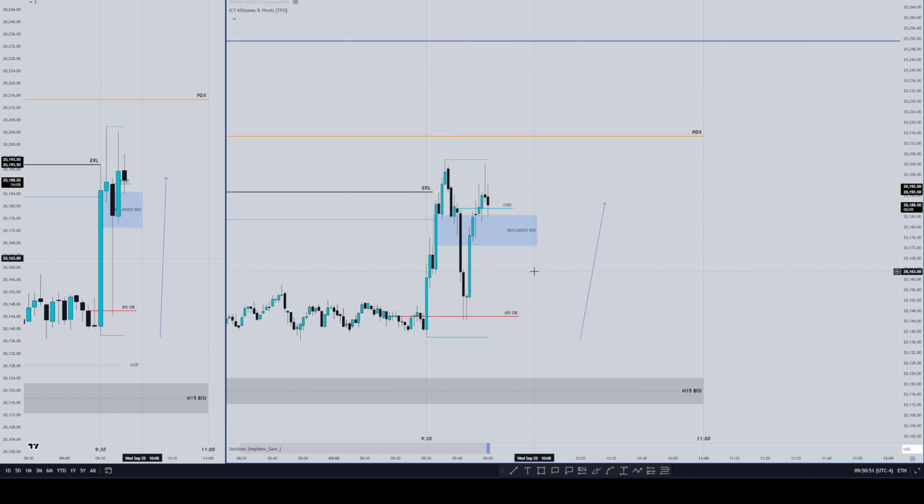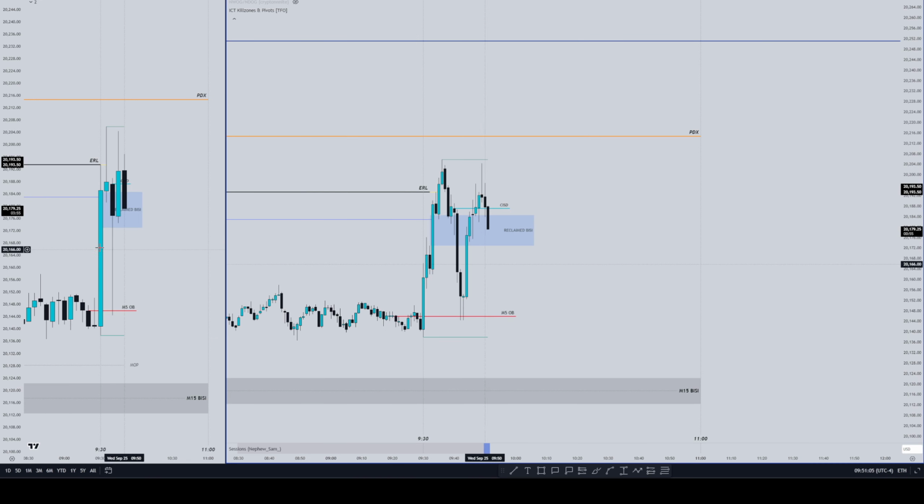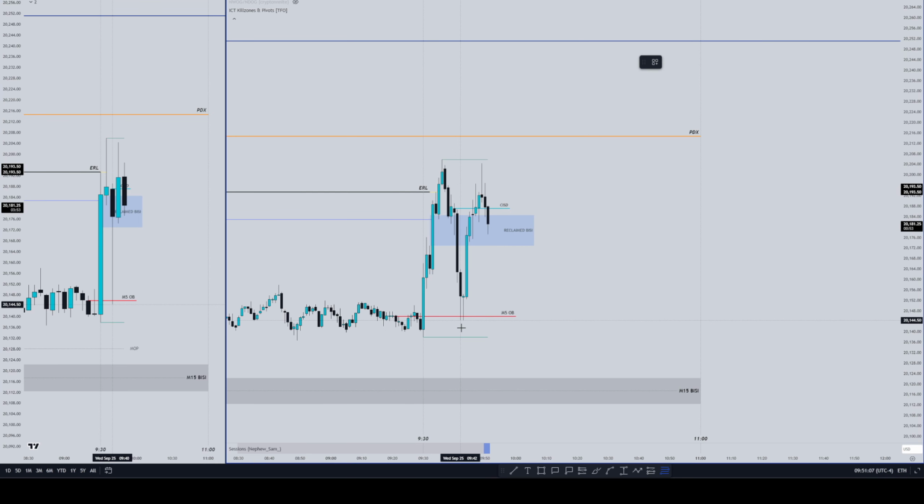So 9:50 macro here. We do have, I guess, SMT with YM. It's not the best. 5-minute order flow is bullish. We do have a tiny dealing range, I mean, if you want to use this one, you have this inefficiency. We also have this large dealing range.